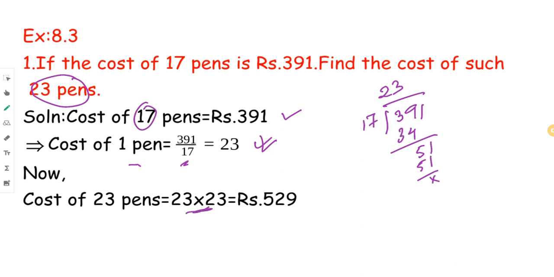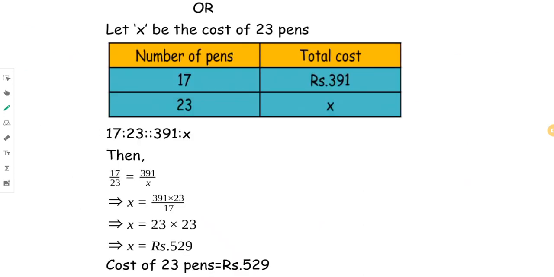We just have to simply multiply, right? So 23 multiplied by 23: 3 3 is a 9, 3 to the 6, 2 3 to the 6, 2 to the 4, then 9 to 5. So the total cost of 23 pens is how much? Rupees 529. So this is another way of solving the same question.